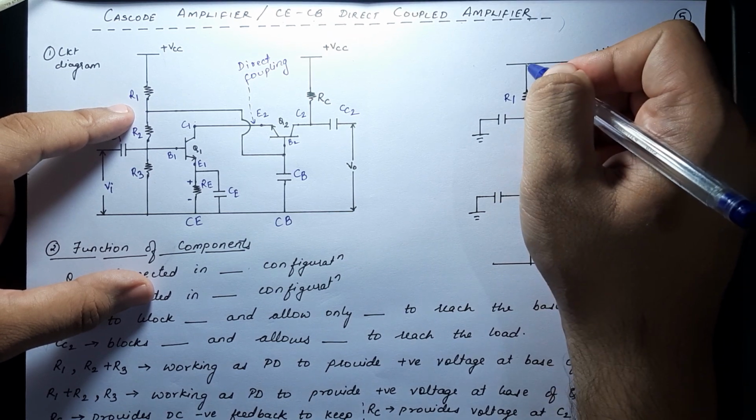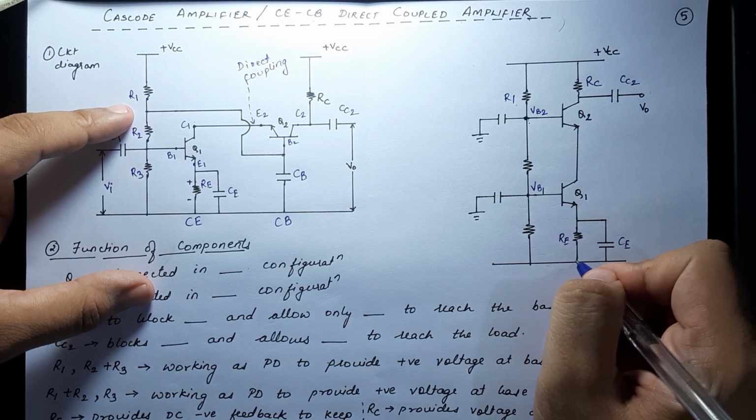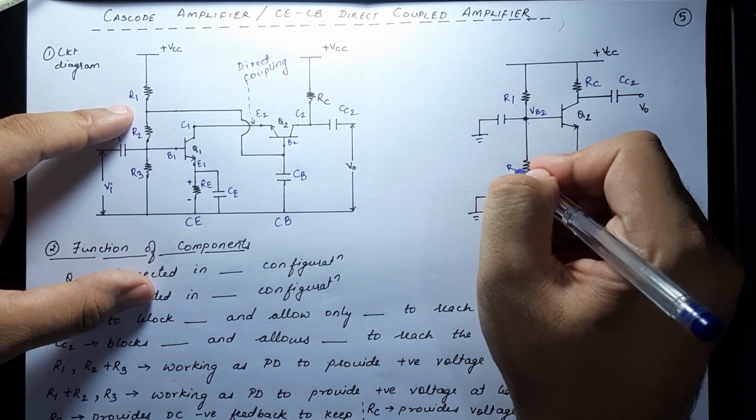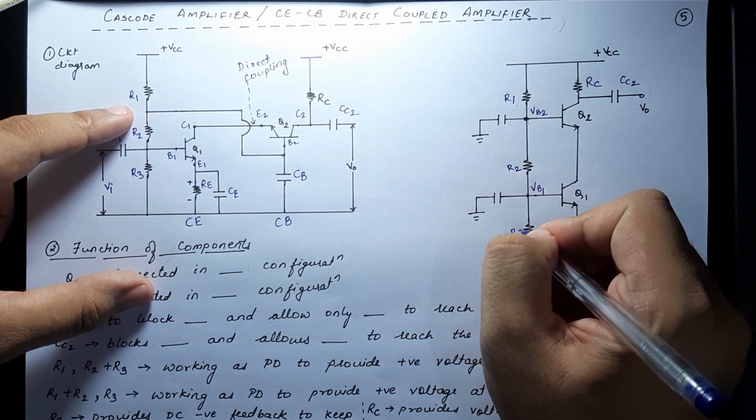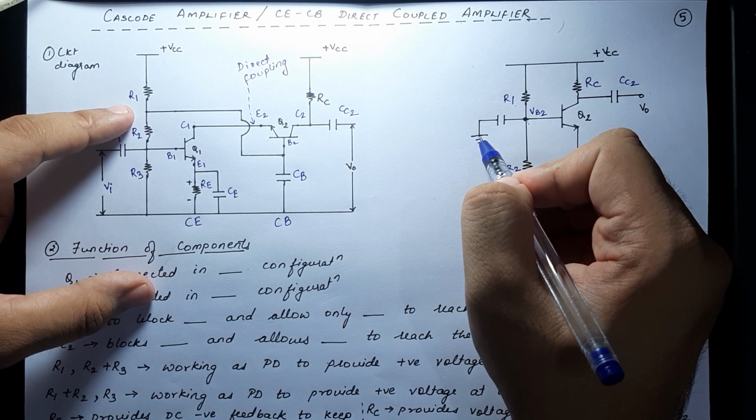From VB2 to VCC I am having a connection of R1, and from VB2 to ground, I'll make this connection as ground over here. From VB2 to ground I am having R2 and R3 in series configuration. VB2 is connected to ground over here.